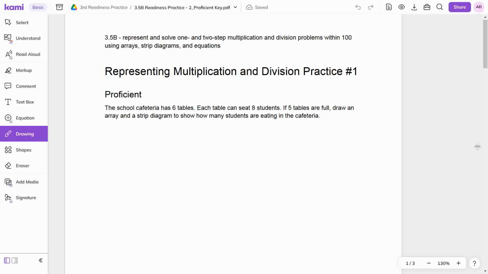Today we are looking at representing multiplication and division. This is 3.5b Readiness Practice, the Proficient version.